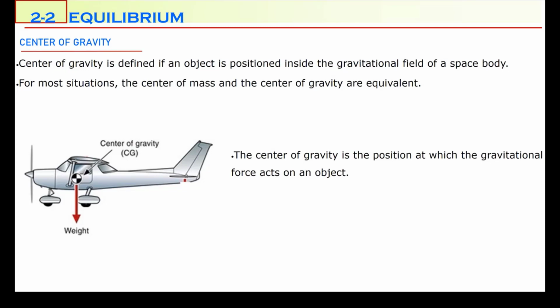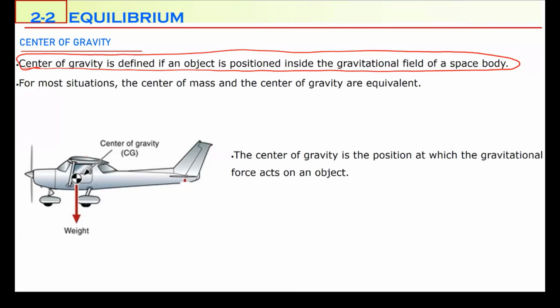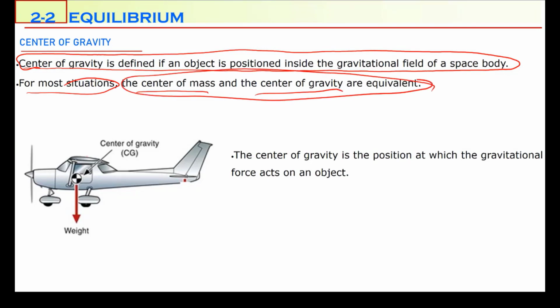And center of gravity. Center of gravity and center of mass are in fact the same point on the Earth, but their definitions are different. Center of gravity is defined if an object is positioned inside the gravitational field of a space body. This definition is not given in your book, but I want you to understand the difference and why we need center of gravity. For most situations, center of mass and center of gravity are the same point, but their definitions are different. Center of gravity is defined if you put an object inside the gravitational field of a space body.